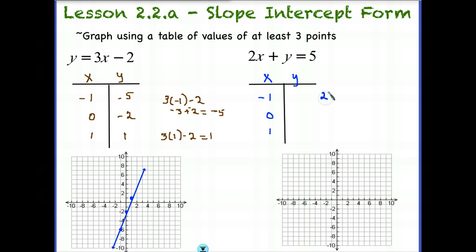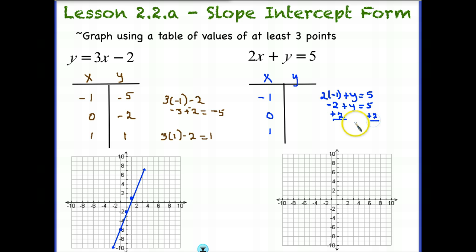It gives us a little more room. So I just moved everything over a little bit, and I'm plugging in my -1 now. And I'm going to solve for y. So 2 times -1 is going to give me -2. I need to move the 2 over, so I would add it to both sides.